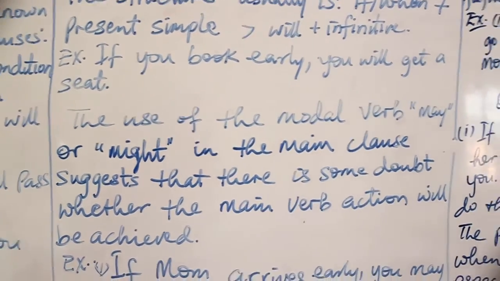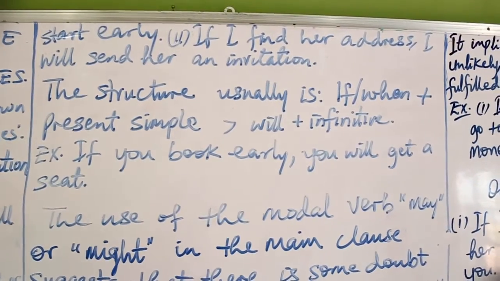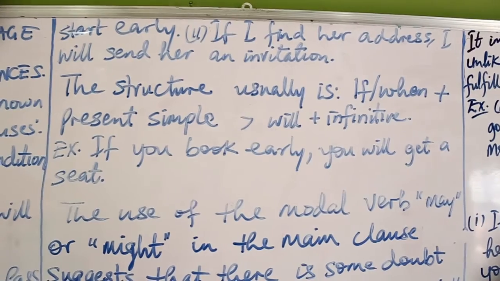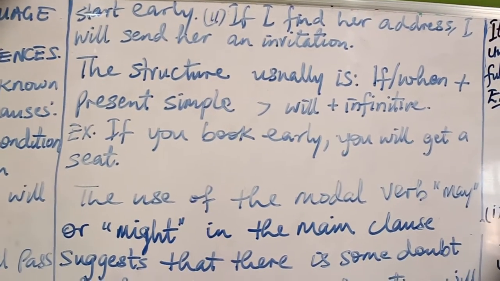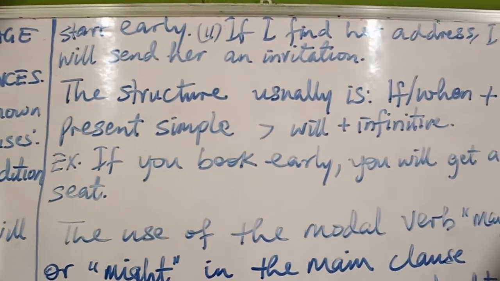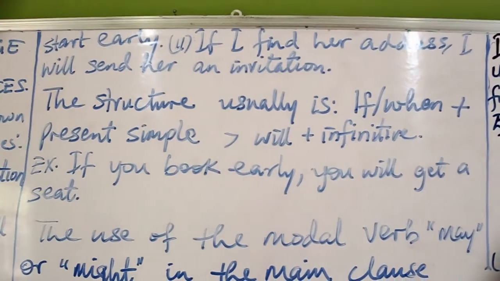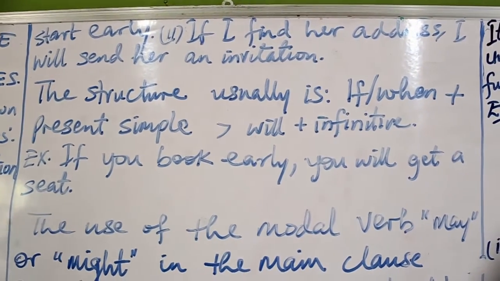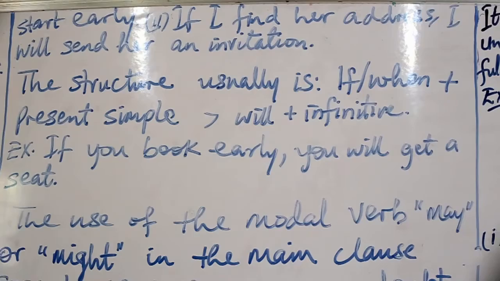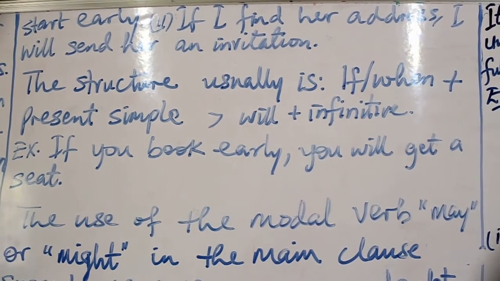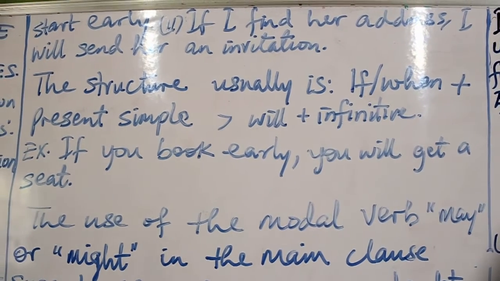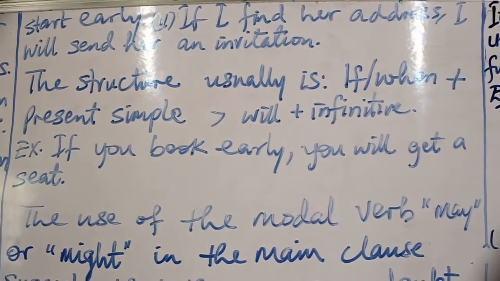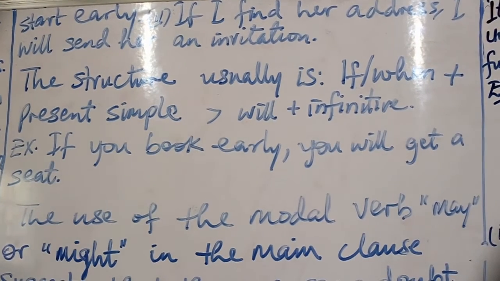Let's look at the second example. If I find her address, I will send her an invitation. The structure is usually if or when plus a present simple, with will plus infinitive. So that's what we have here in this example.